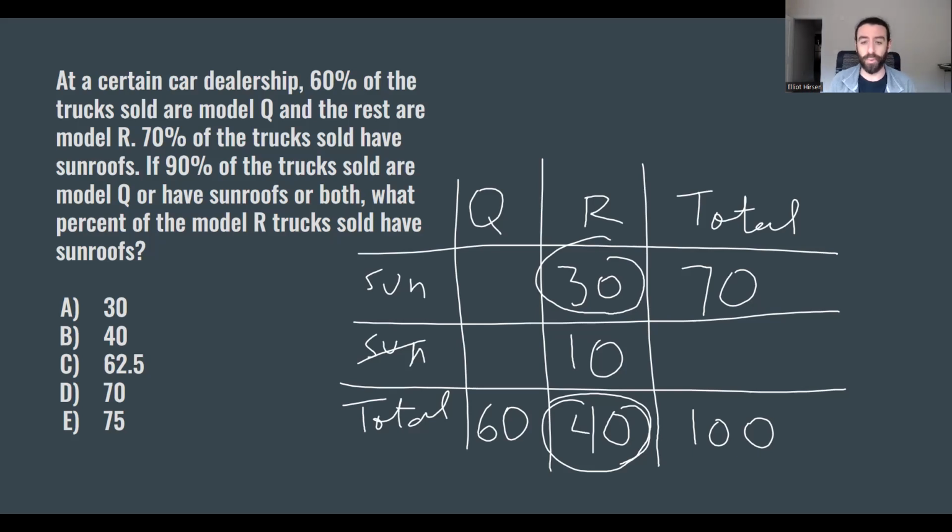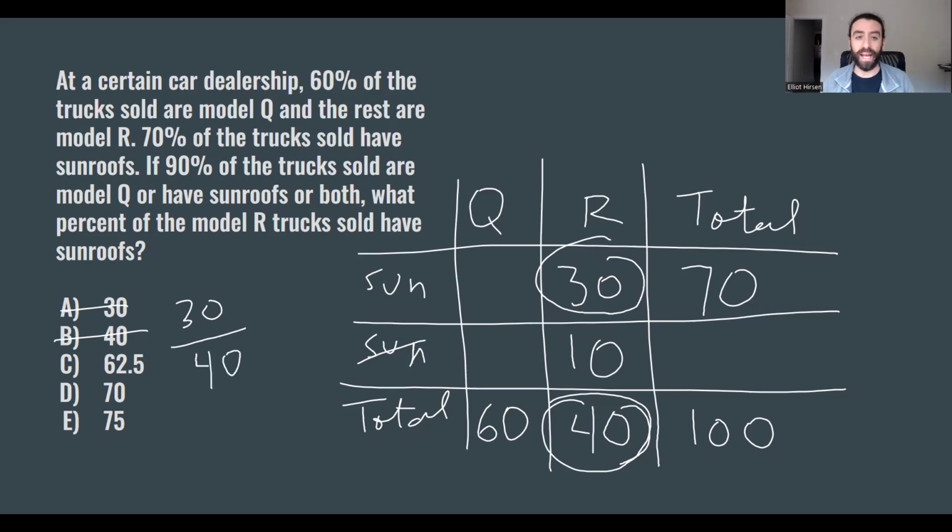Okay, so let's come back and remember 30 and 40 trap answers, but those are actually not what the question's looking for. We've got to look again and say, what percent of the Model R trucks have sunroofs? In other words, what percent does the 30 that have sunroofs make out of the 40 total that are Model R?